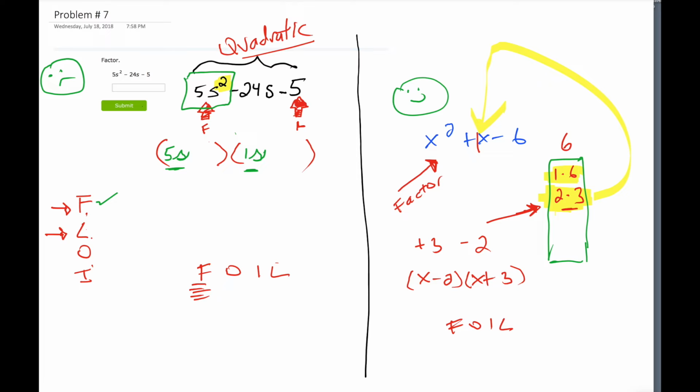Now we need to do last. So we got to get 5. So how do we get 5 through multiplication? It's all through multiplication. How do we get this 5? 1 and 5. And don't worry about the signs. So 1 and 5. Now, before I tried to show you the scissor technique.